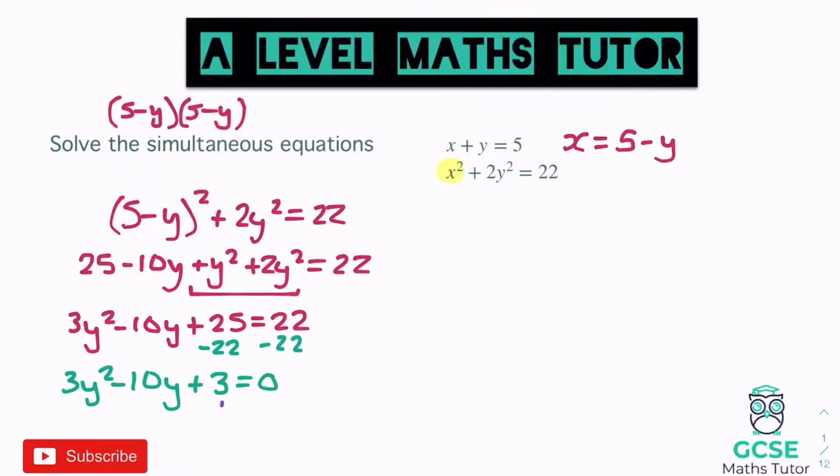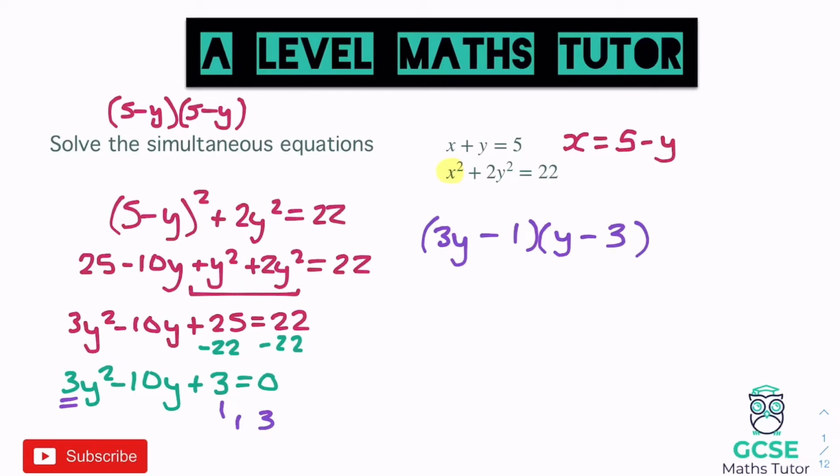So factors of 3, we can have 1 and 3, and we've got a 3y squared there. So in our bracket we're going to have a 3y and a y in the other bracket. Our factors are 1 and 3, and we're trying to make negative 10. So we want to make negative 9. Obviously one of them is going to get tripled, so minus 3 over here, and minus 1. And we get our 2 solutions there.